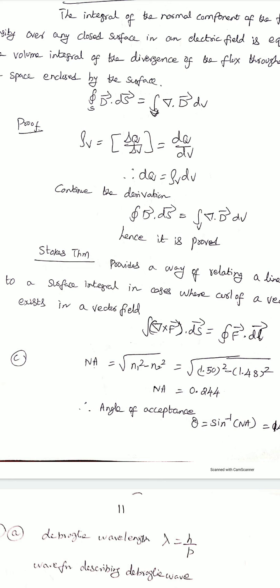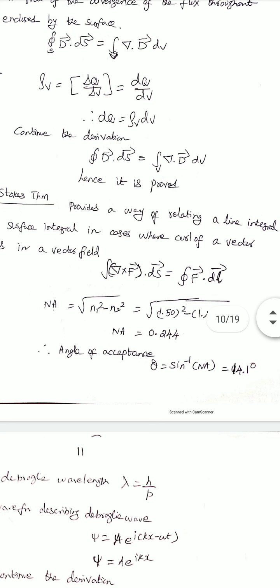So then the next one, the refractive indices of core and cladding are given. Then you should find out numerical aperture and angle of acceptance. So numerical aperture, we know the equation, that is square root of n1 square minus n2 square. So then we are getting 0.244. Then angle of acceptance theta equals sine inverse of numerical aperture. So then we are getting 14.1 degrees.